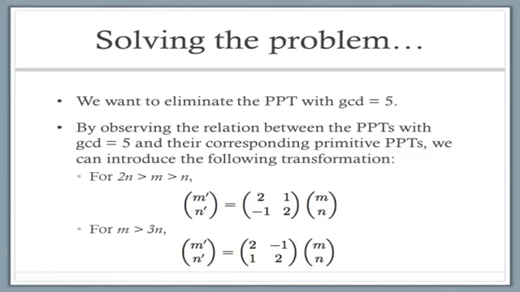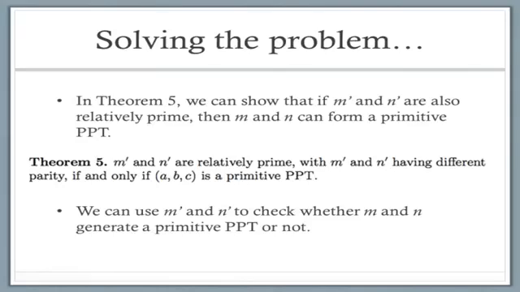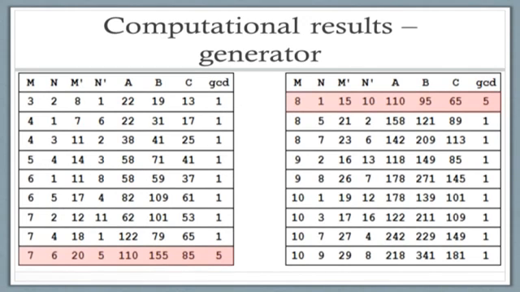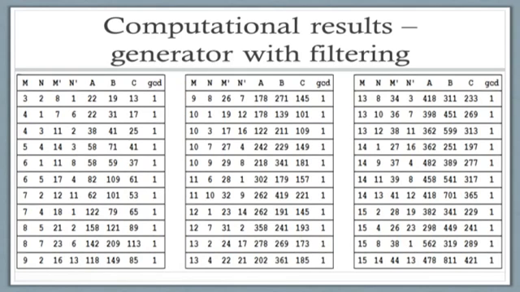With this transformation, we can show that in theorem 5, if m prime and n prime are also relatively prime, then m and n can form primitive PPT. Therefore, this transformation can actually act as a checking method for us to eliminate the PPT with GCD equals to 5. In this table, we can see that if m and n map to a not relatively prime m prime and n prime, just like shown highlighted in red, it generates a PPT with GCD equal to 5. Otherwise, it is a primitive PPT.